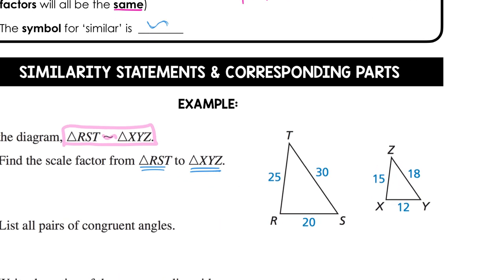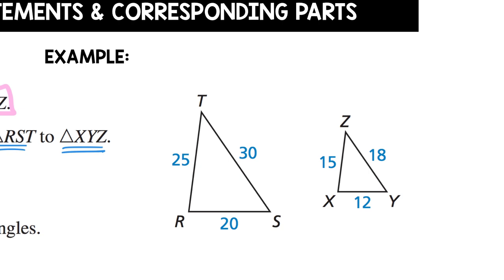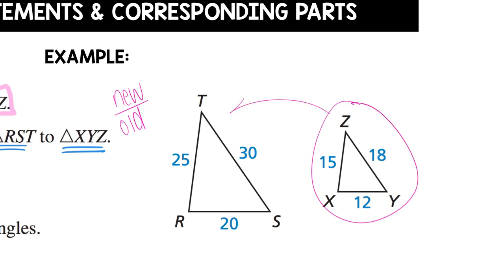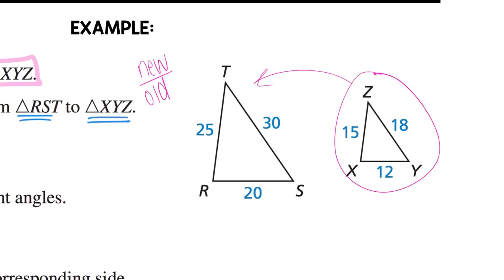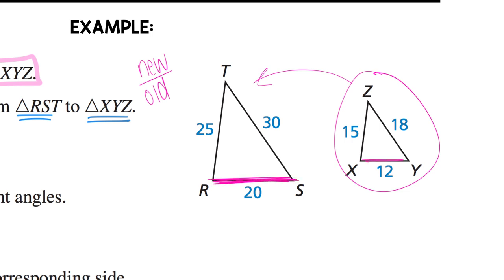So here's how you do scale factor if you forgot. You always do the new divided by the old. So we're going to take the new shape, which is the smaller shape, and we're going to divide that by the first shape. And you can pick any sides, they just have to go with each other. So for example, the 20 over here, that corresponds with the 12. The 25 corresponds with the 15. And the 30 corresponds with the 18.